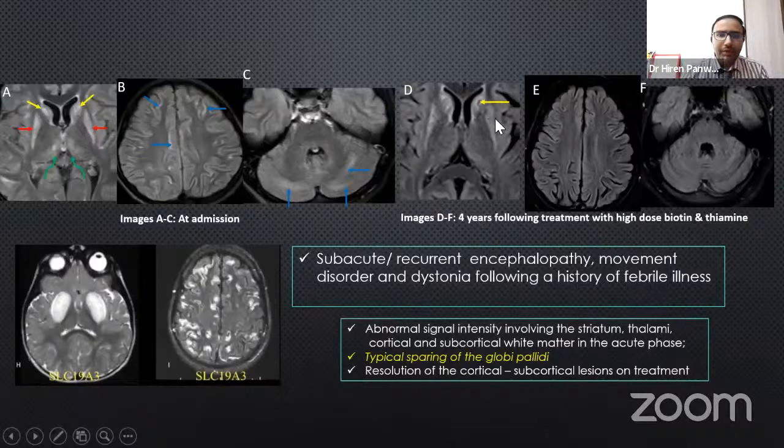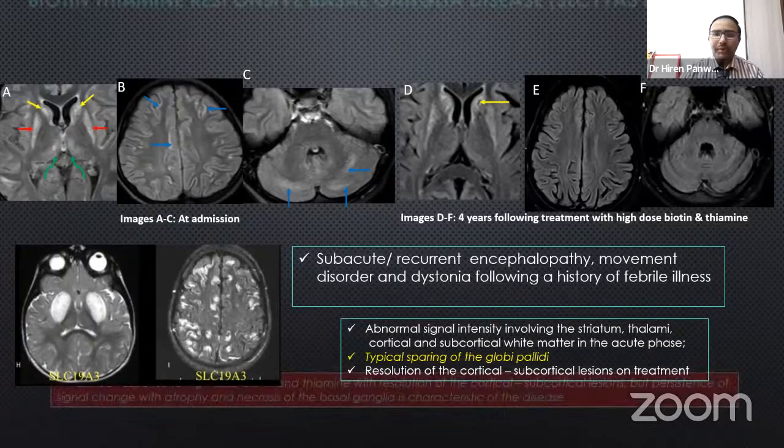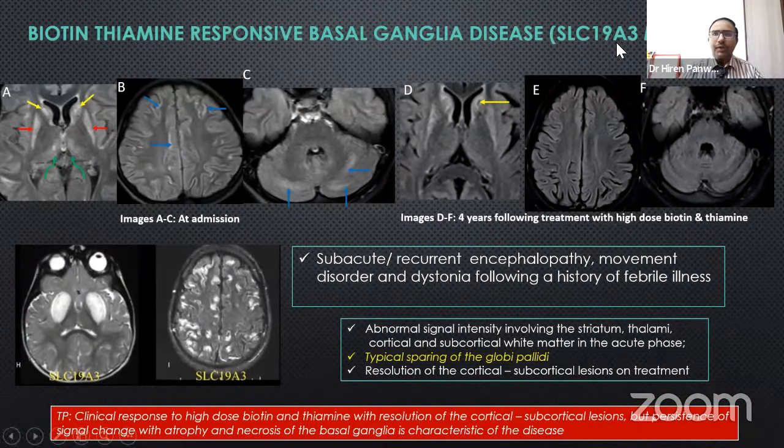Here we can see that there is some residual atrophy and signal changes in the basal ganglia are persisting, but the cortical gray matter signals have resolved. So that is the common pattern that we see in biotin responsive basal ganglia disease. The gene mutation involved is the SLC19A3 mutation.